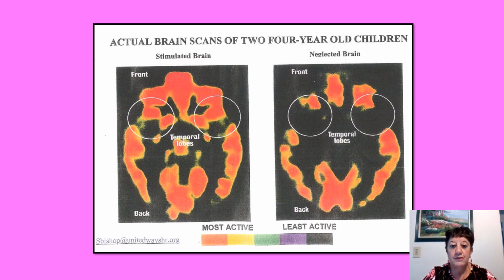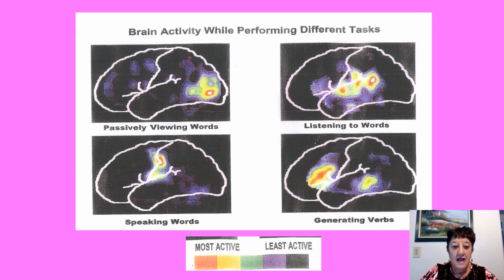And again, actual brain scans of 4-year-old children. On the left, a brain that's been stimulated, and on the right, a brain that's been not so stimulated. So again, you can see the physical effects on the child. And brain activity while performing different tasks. On the top left, passively viewing words, listening to words, speaking words, generating verbs. So you can see most active, least active. When you involve a child in something, obviously they develop differently, physically, emotionally, and mentally.